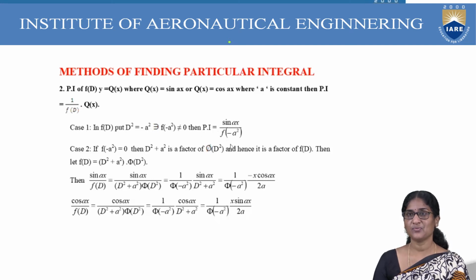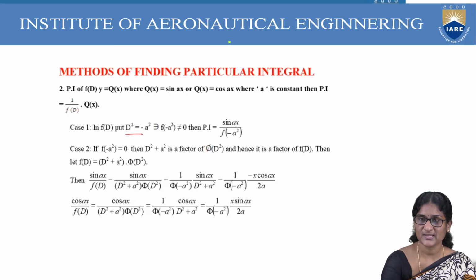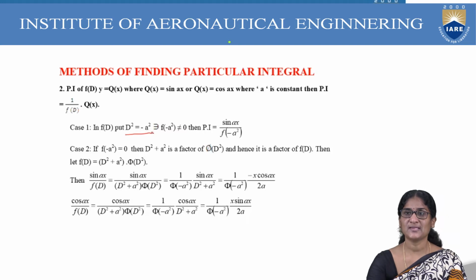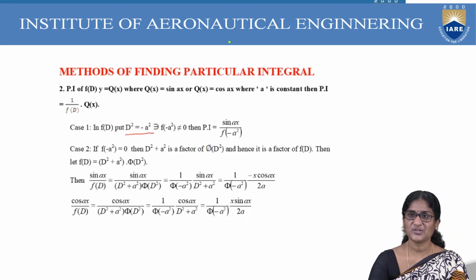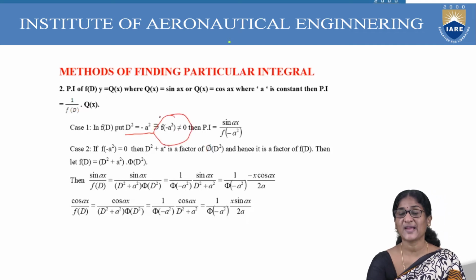Before that, let's see what formulas we have to refer. Particular integral is equal to 1 by f of d into q of x. When q of x is sin ax, in place of d square, you substitute minus a square. This can be substituted provided f of minus a square is not equal to 0. If f of minus a square is equal to 0, then the procedure cannot be followed.